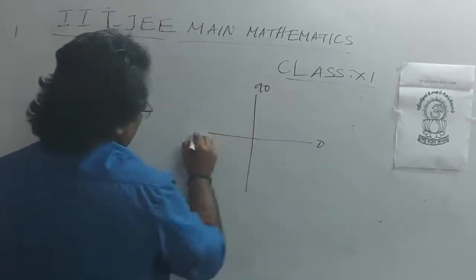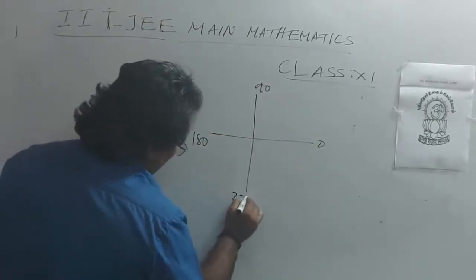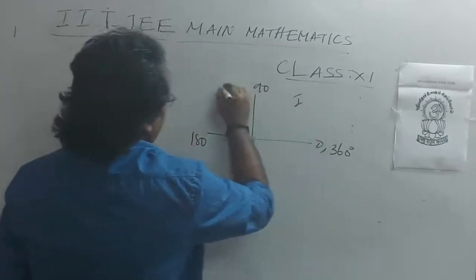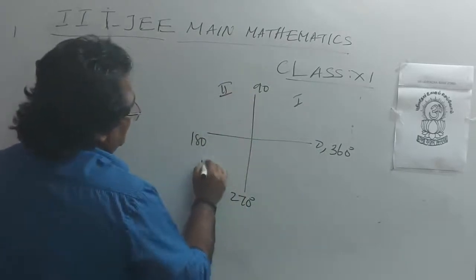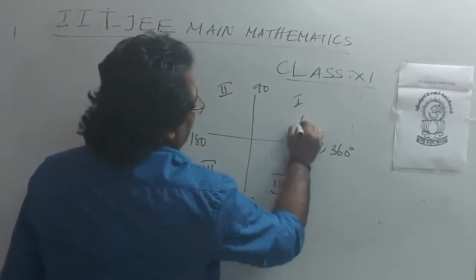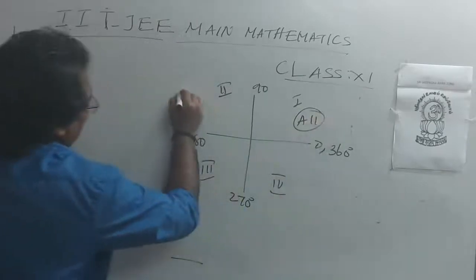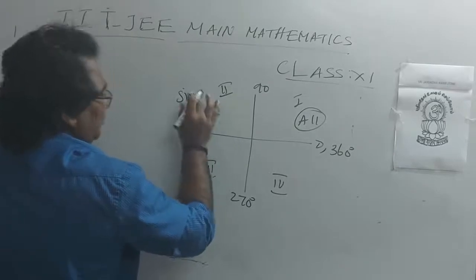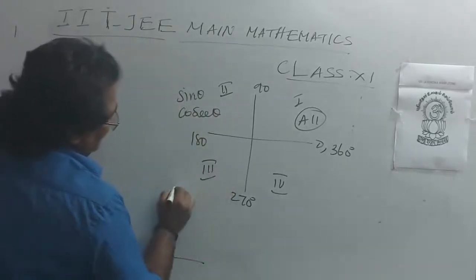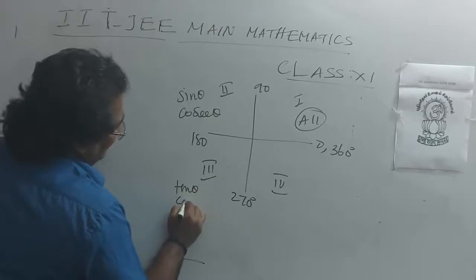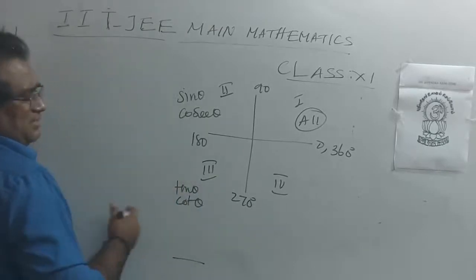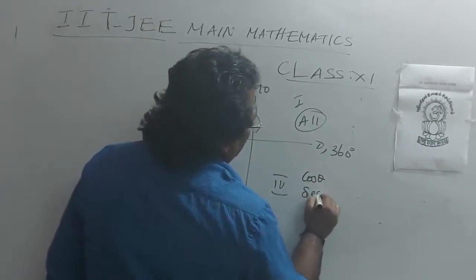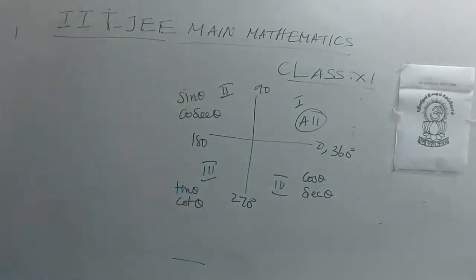Zero, 90, 180, 270, here also 360. First quadrant, second quadrant, third, fourth. Here in the first, all ratios are positive. In the second, sin theta and cosec theta only will be positive, remaining will be negative. Consider the third quadrant: tan theta and cot theta are positive, remaining are negative. In the fourth quadrant, cos theta and sec theta will be positive, remaining will be negative.